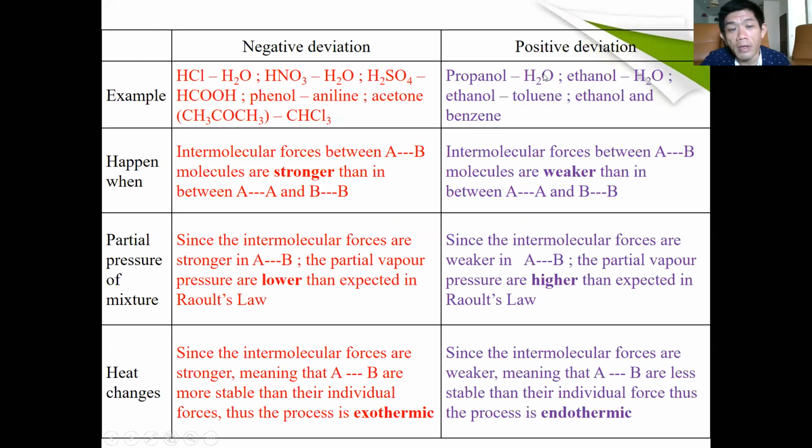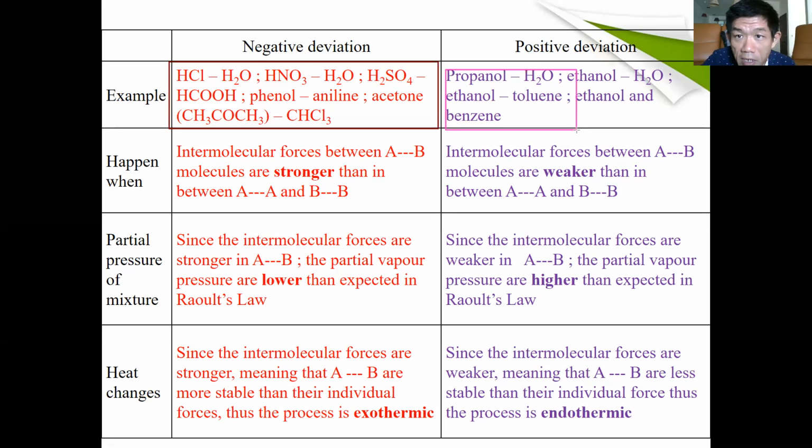Now I'm going to introduce the negative deviation and positive deviation between two miscible liquids. What are the examples of a negative deviation? You have HCl with H2O, HNO3 with H2O, sulfuric acid with H2O, and then for a positive deviation, you have mixtures of alcohol: ethanol with water, ethanol with toluene, and ethanol with benzene. So teacher, should we memorize all these examples?